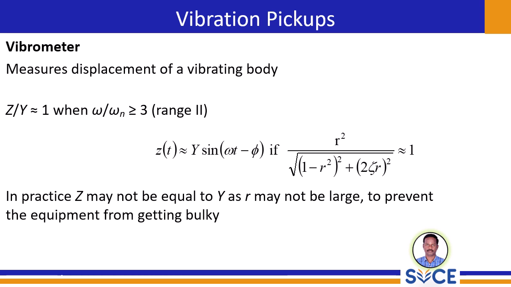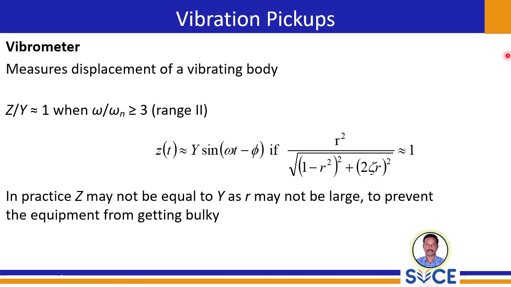We observe that at frequencies significantly higher than the natural frequency of the seismic instrument, that is, omega by omega n is more than 3, then Z by Y approaches unity, approximately 1. This means that in the high frequency range, the amplitude of the relative displacement is almost equal to Y. Further, we saw in the phase response curve also, at high frequencies, the phase angle approaches 180 degrees.